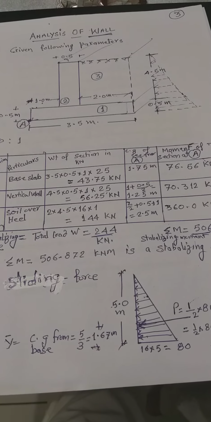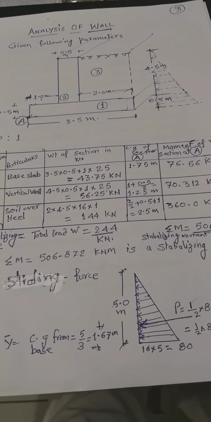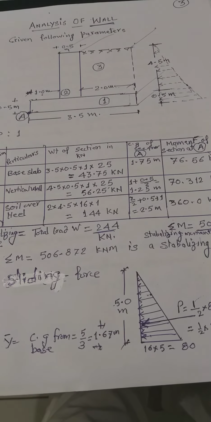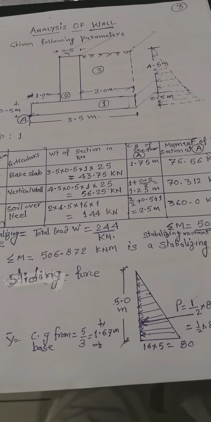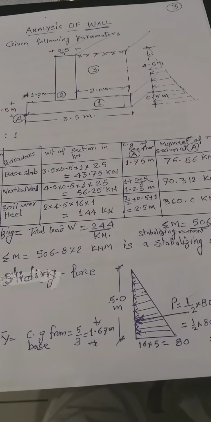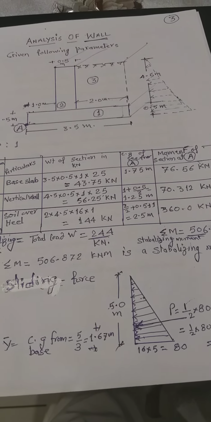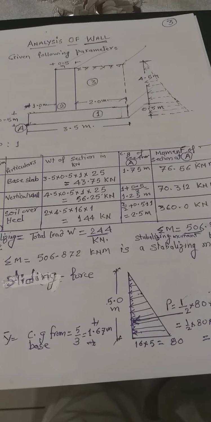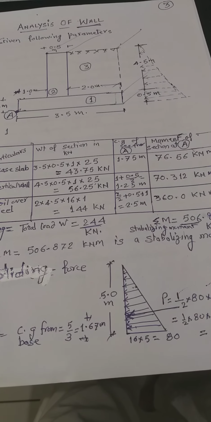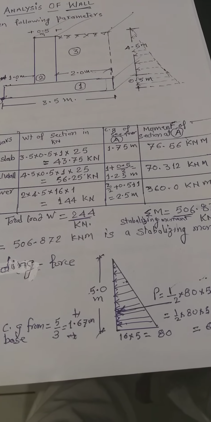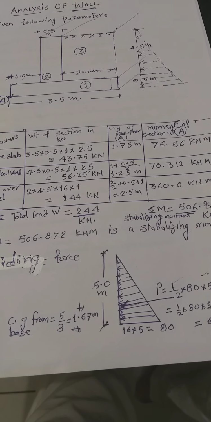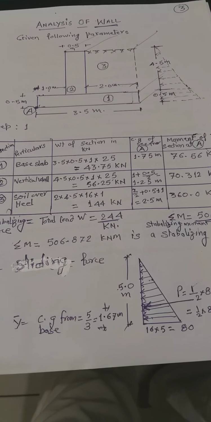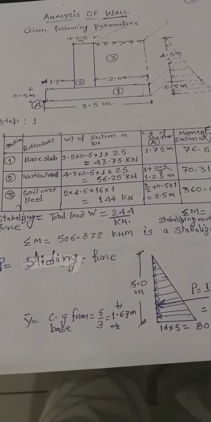Now I have to take the moment, so we have to take the distance of the center of gravity of this base slab from the corner of the toe, that is capital A. So it is 3.5 divided by 2, that is 1.75 meters. And the moment of this base slab about A will be the total weight multiplied by the CG distance, and it is nothing but 43.75 into 1.75, that comes out to be 76.56 kilonewton meter.